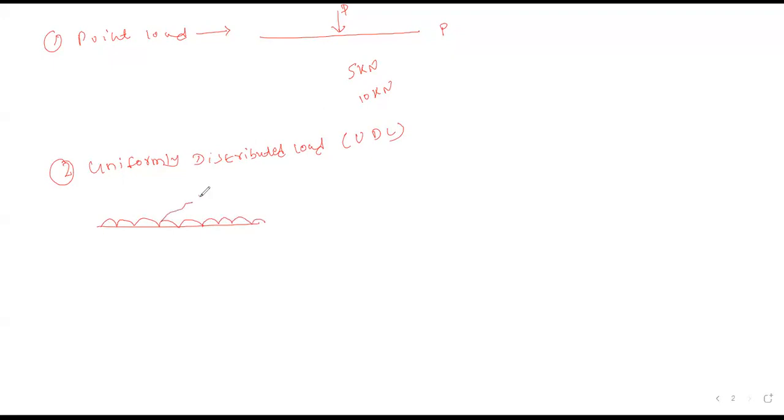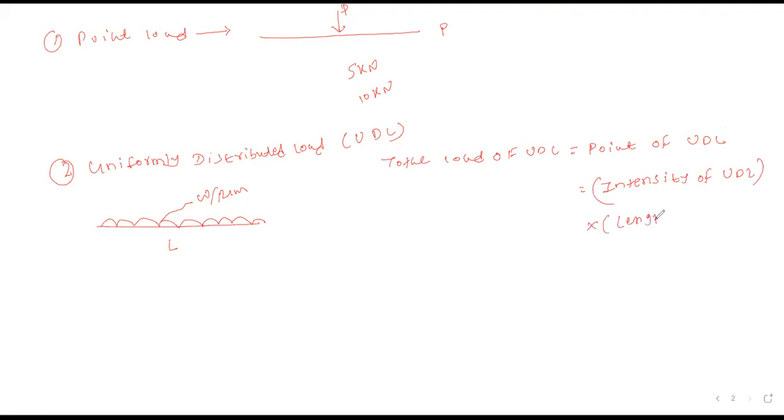Its symbolic representation is just like this, w per run. And as we have discussed, the total load of a UDL, that is the point load of the uniformly distributed load, equals the intensity of the uniformly distributed load multiplied by the length covered by the UDL. Yes or no? As we have discussed.